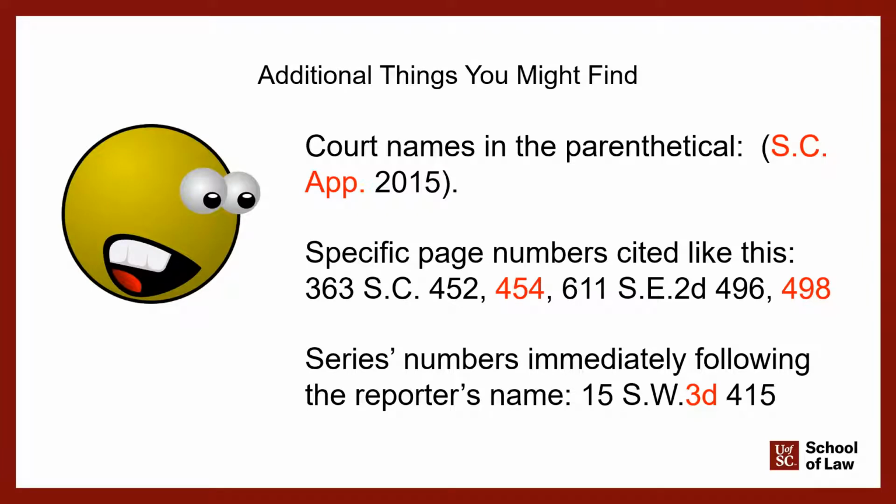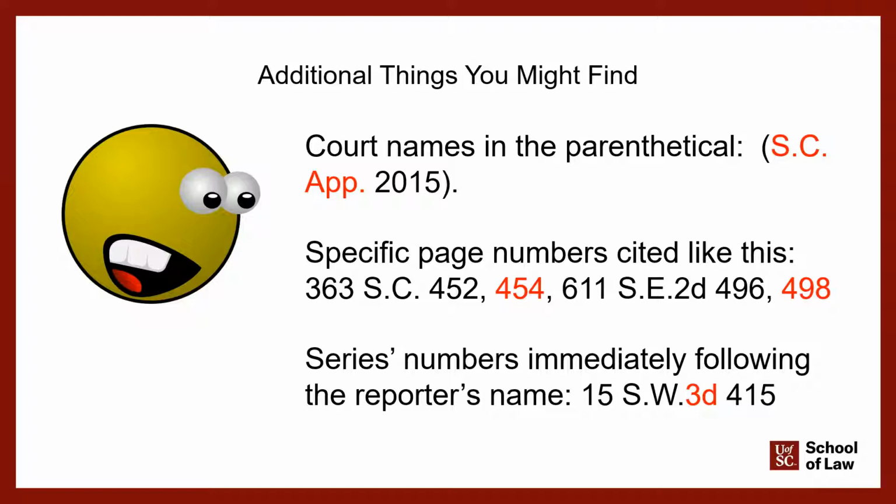Other things you might find in the citation, and I'm throwing these out here because I don't want you to see them and panic and be like, oh my gosh, I don't know what that is. First example is court names in the parenthetical. If you remember earlier, I indicated that because all we saw was the date and no other information, we knew it was the South Carolina Supreme Court. This is what it would have looked like if it was the South Carolina Court of Appeals.